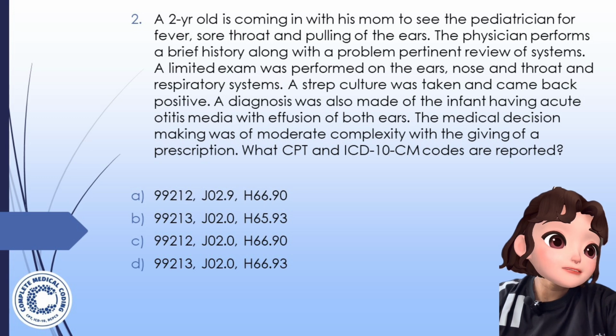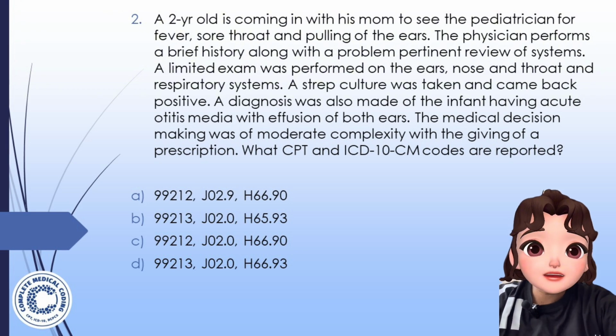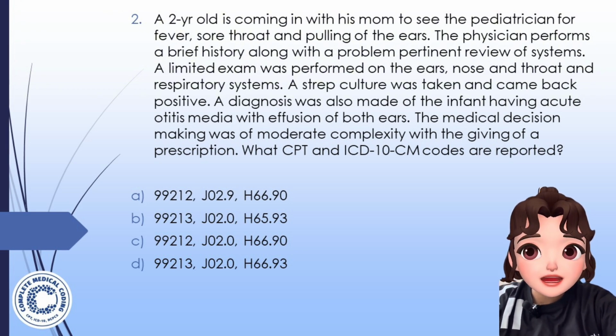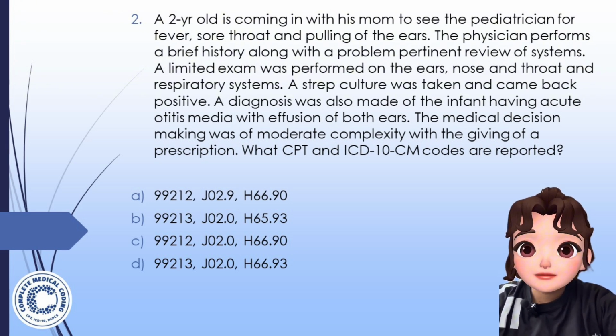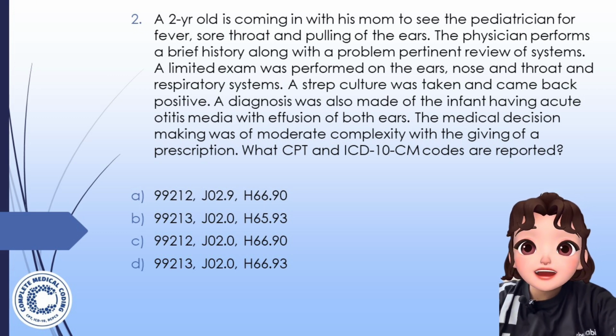H65.93 represents unspecified non-suppurative otitis media bilateral. This is not unspecified, it's clearly mentioned as acute. So H65.93 is an incorrect diagnosis code. What is H66.90?